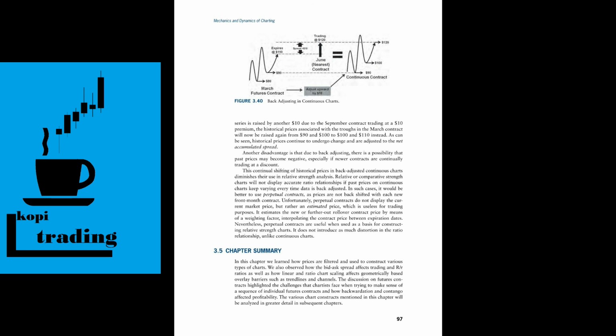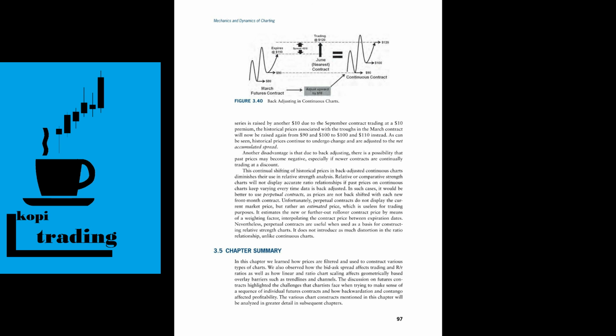This continual shifting of historical prices in back-adjusted continuous charts diminishes their use in relative strength analysis. Relative or comparative strength charts will not display accurate ratio relationships if past prices on continuous charts keep varying every time data is back-adjusted. In such cases, it would be better to use perpetual contracts, as prices are not back-shifted with each new front month contract. Unfortunately, perpetual contracts do not display the current market price, but rather an estimated price which is useless for trading purposes.